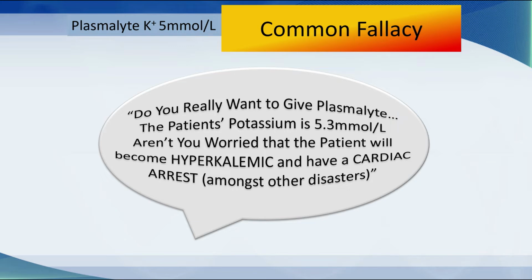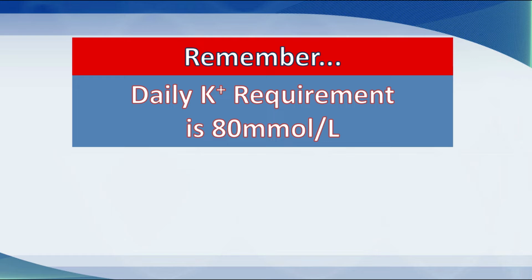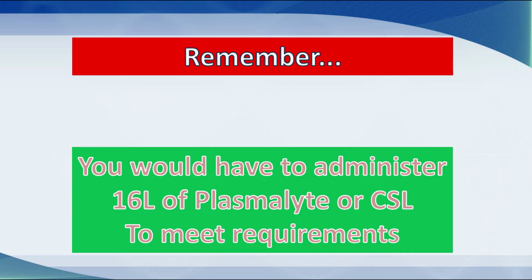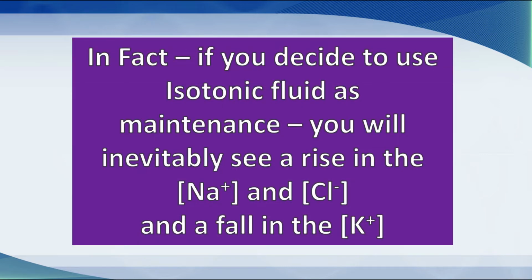Amongst other disasters. Remember, the daily potassium requirement is 80 millimoles. You would have to administer 16 liters of Plasmolite or compound sodium lactate, Hartmann's or lactated Ringer's, just to meet requirements. In fact, if you decide to use isotonic fluid as maintenance, you will inevitably see a rise in the sodium and the chloride and a fall in the potassium. Obviously, if the patient is in acute renal injury and they're anuric and they're acidotic, that is a different situation. But for the vast majority of patients, they're actually actively becoming depleted in potassium. But wait, there is more.